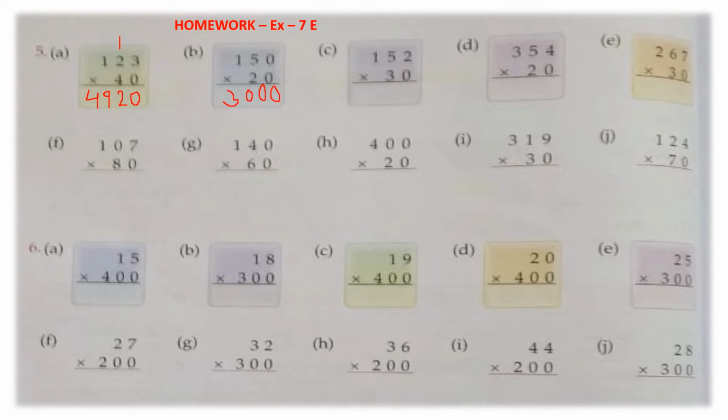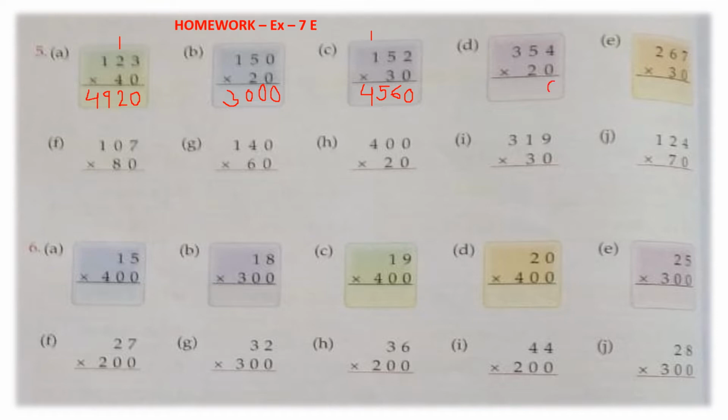Then C part children 152 multiplied by 30. So how many zeros are there at the end? Only 1. So write down 1 0 and multiply 152 with 3. Now 3 twos are 6. 3 fives are 15. 5 you will write down and 1 as carry. Then 3 ones are 3 plus 1 carry is 4. So your answer is 4560. Then D part again 352 multiplied by 20.